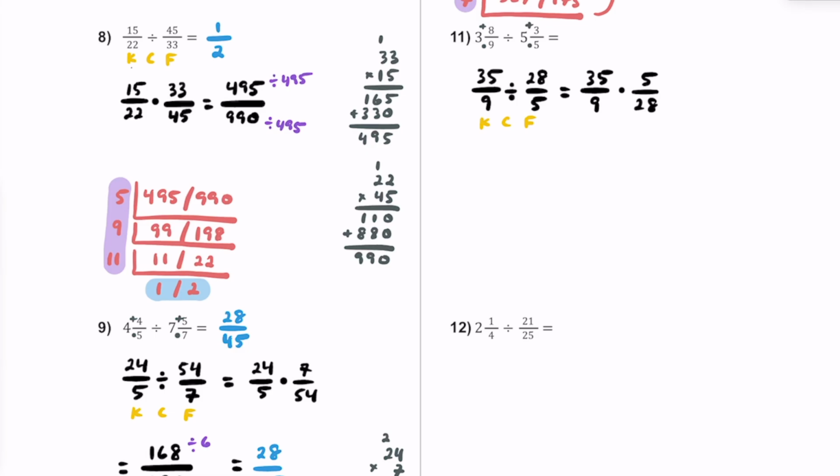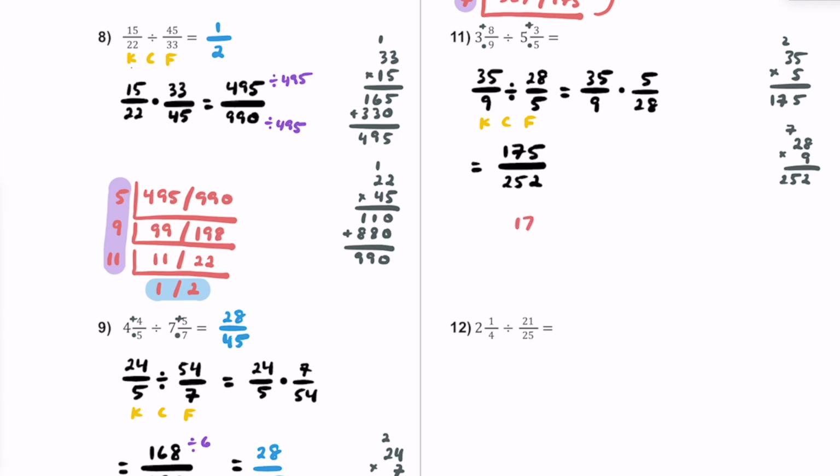I'm actually going to put this over here so I have more space to do the multiplication. 35 multiplied by 5 on top, that's going to be 25 plus this 2 on top here. 5 times 3 is 15, plus a 2 is going to be 17. So our numerator here is going to be 175. What about our denominator? We have 28 times 9. So 9 times 8 is going to be 72. Carry the 7. 9 times 2 is 18, plus 7 is going to be 25. So we're looking at 252 here.